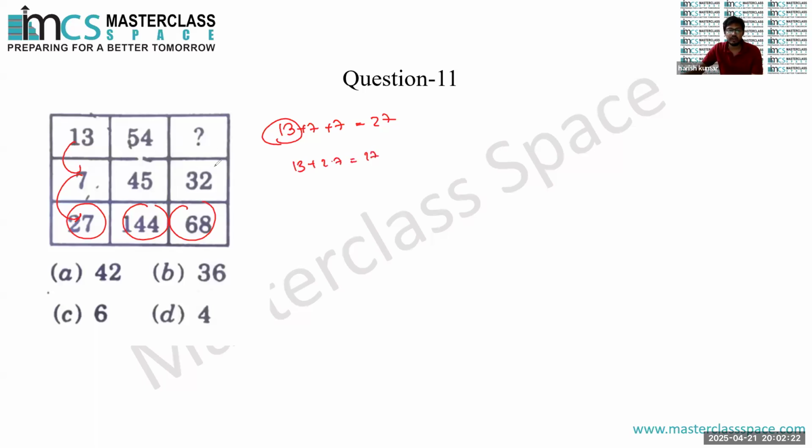Is the same logic following here? 54 plus 2 into 45. Well, 2 into 45 is 90. 90 plus 54 is 144. So that is also working out. Now let's say some x plus 2 into 32 is equal to 68. So 2 into 32 is 64. 68 minus 64 is 4. So we get x equal to 4 as our answer.